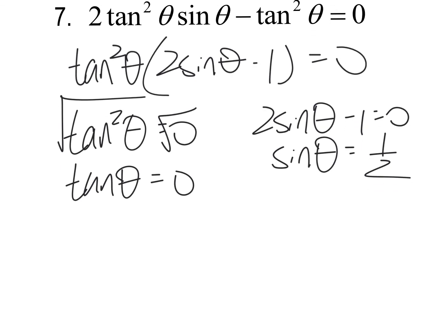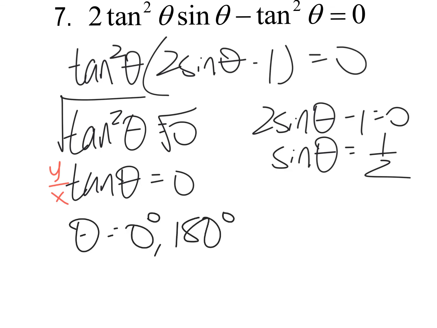Okay, so where in the tangent of theta, remember tangent is y over x. And so I don't want to know where is it undefined, so I'm not looking at where the x value equals 0. I want to know where the y value equals 0. So that is 2 places. That is 0 degrees, and that is 180 degrees. That's where the y value equals 0.